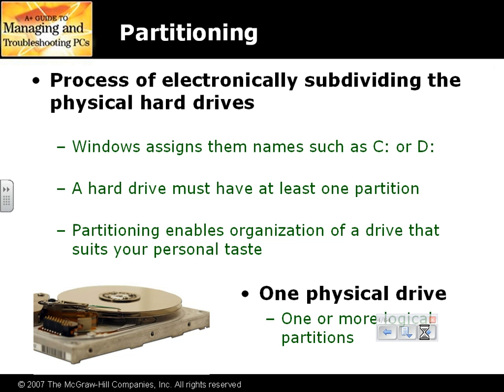Hard drive partitions. Partitioning is the process of, just like Mr. Noe said, electronically subdividing a physical drive, right? Windows assigns them names such as C, D, E, F, G, etc., depending on how many partitions you have on your hard drive. A hard drive must have at least one partition, and that can be 100% of the hard drive. Yes, sir?